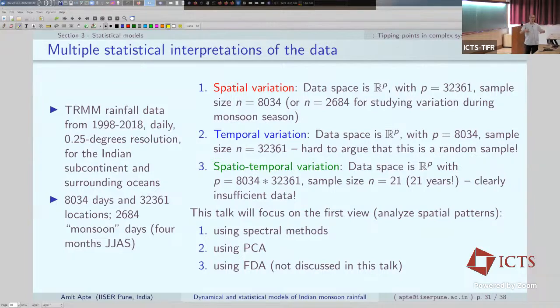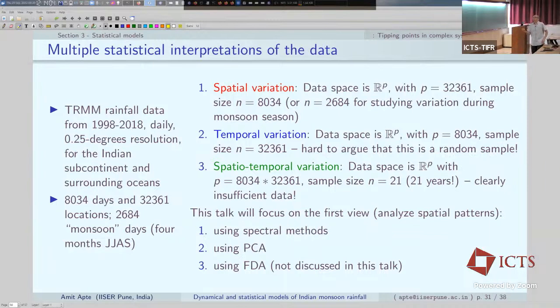The other way is to think of temporal variation. In this case, the data space is 8,000 dimensional, and each location is a sample point. So basically each time series is a sample at each location, and you have 32,000 sample points. It is very hard to argue that this is a random sample, because we saw that the spatial variation is humongous. But anyway.